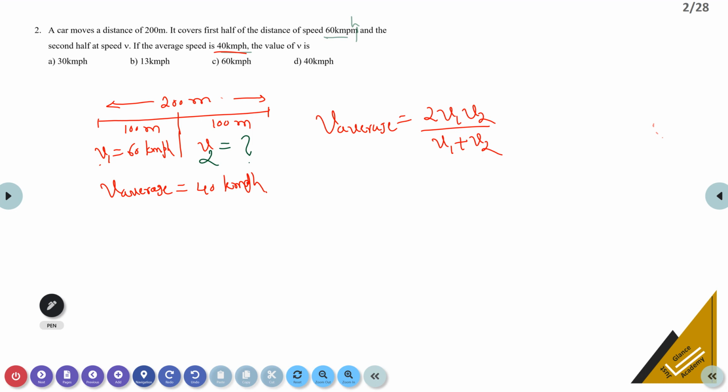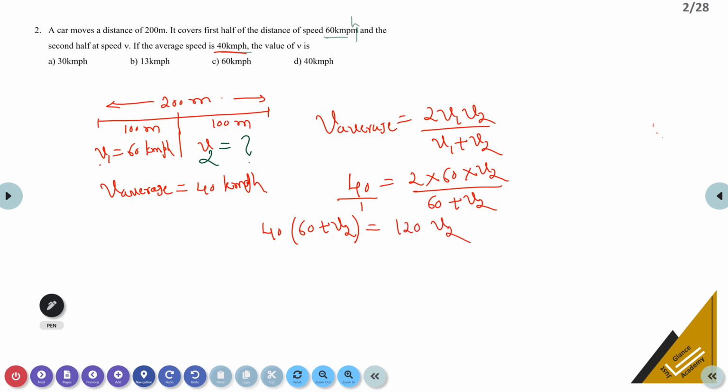There are two ways we can do it quickly. One is by trial and error method and another one is by substituting these values. Okay, no problem. 40 equals 2 into 60 into V2 divided by 60 plus V2. Do cross multiplication. 40 into bracket 60 plus V2 equals 120 into V2.